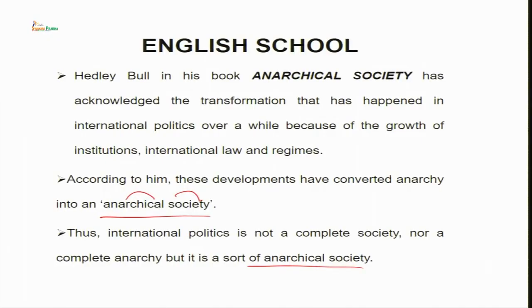Because anarchy is pre-given. What we can do is that we can change that through our effort. But serious effort is needed. Our intention to change that situation is needed. So, international politics can't be a complete society. We can't claim that we will convert international politics into society, because society is organized. But international politics is not, because it is anarchical in nature. But we have to move out of that complete anarchy. So, anarchical society.